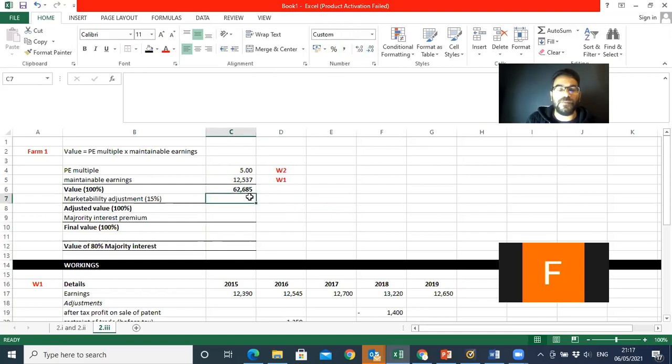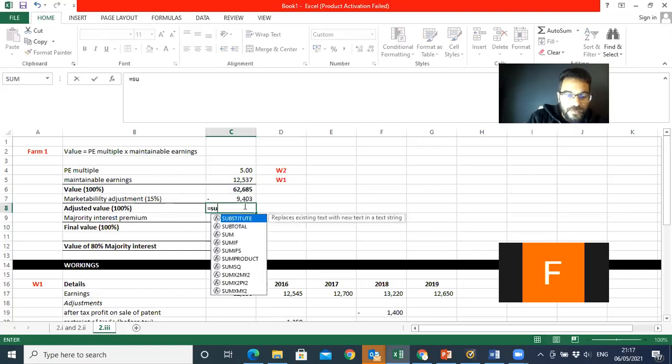Then we need to make a marketability adjustment. So remember, marketability adjustment, there's going to be a negative impact on the value. Why? Because you can't easily sell. Okay, so I'm going to say negative, which is a negative impact, that times 15%. So my new value will be the sum.